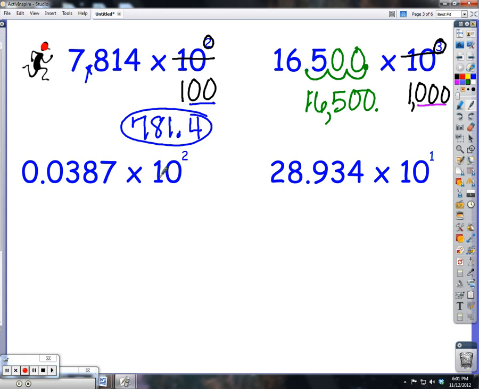So 10 to the second power, remember that's a 1 with 2 zeros, so that's 100. Okay, I'm going to move my decimal 2 places to the right. 1, 2, so my answer is 3 87/100. I don't have to put the 2 zeros in front because it would still be 3 wholes.